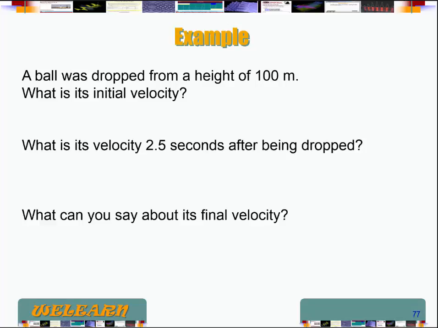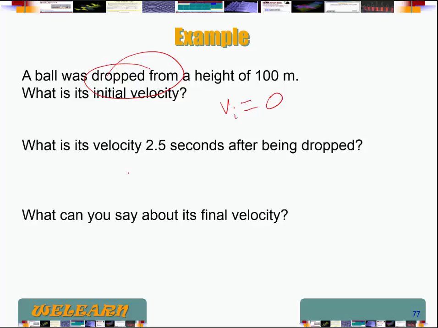Okay, let's work this example. We are told a ball was dropped from a height of 100 meters. What is its initial velocity? Again, here we pay attention to the words. Dropped. That tells us that the initial velocity is 0. What is its velocity 2.5 seconds after being dropped?